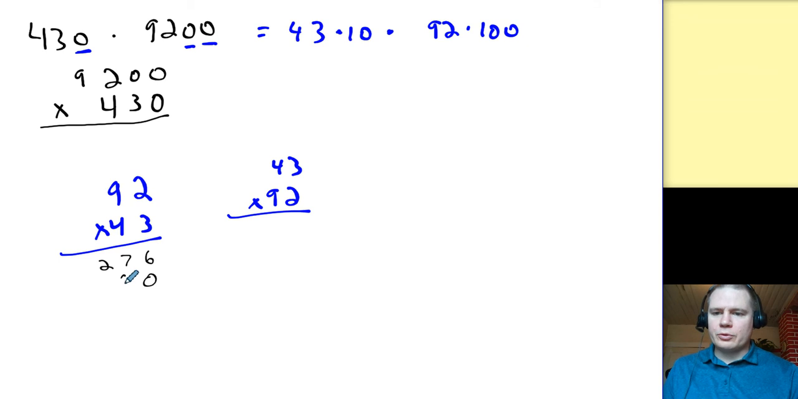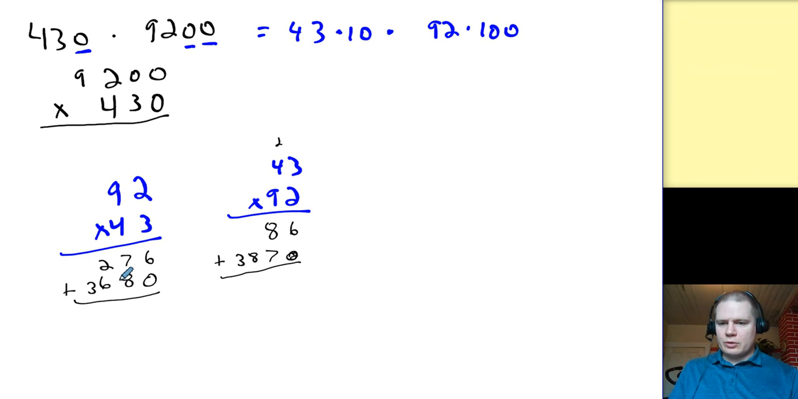4 times 2 is 8, 4 times 9 is 36. That looks pretty different than what I'm going to get over here. 2 times 3 is 6, 2 times 4 is 8. That's a 0. 9 times 3 is 27. 9 times 4 is 36, 37, 38.